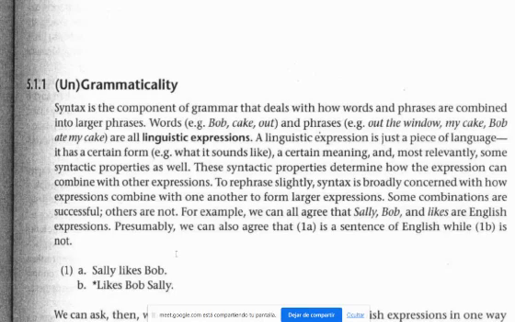We have learned what constituents are. We have learned what a grammaticality judgment is. What else? Now we are going to learn about syntax, and then please start creating your own vocabulary. Let's see what syntactic properties are in the reading.